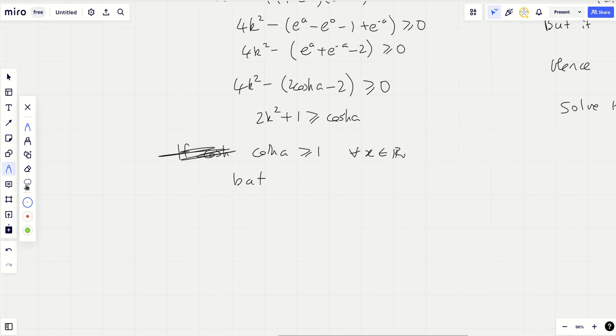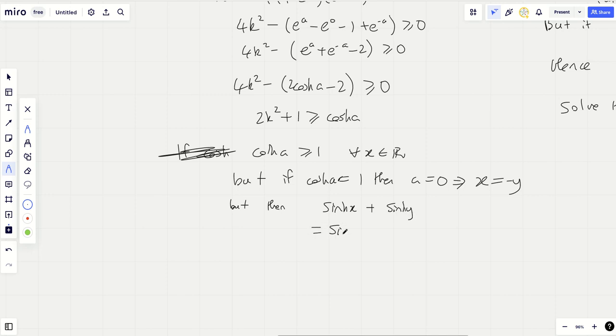But if cosh a equals 1, then a equals 0, in which case, remember, x plus y equals a. So then x equals minus y, but then sinh x plus sinh y equals sinh x minus sinh x, because sinh is an odd function, just like sine. Sinh of minus x is minus sinh of x. You definitely want to know that. You use it all the time. They constantly test it. So that's just because it's an odd function, and that equals 0, but k is greater than 0. And hence we've got our inequality now.